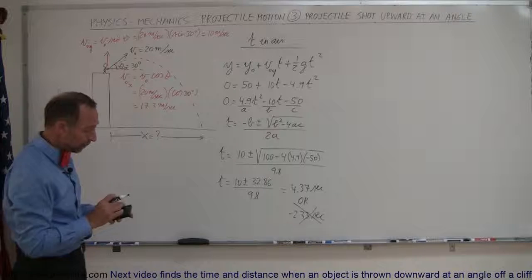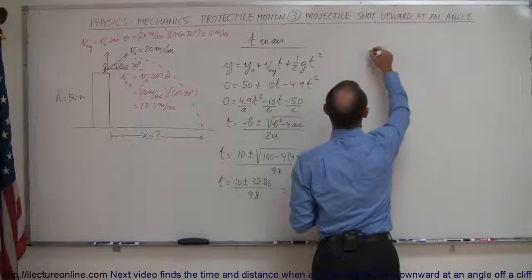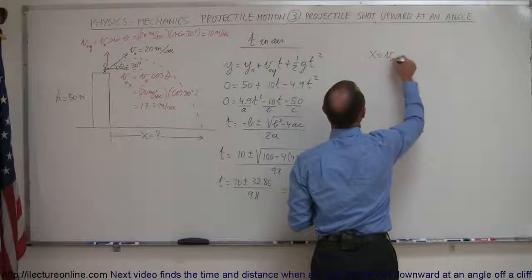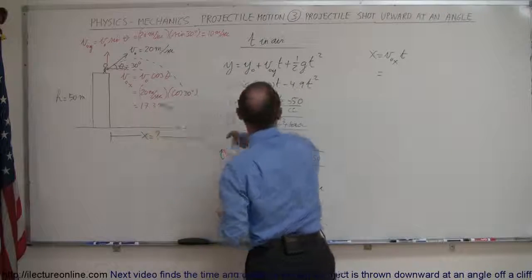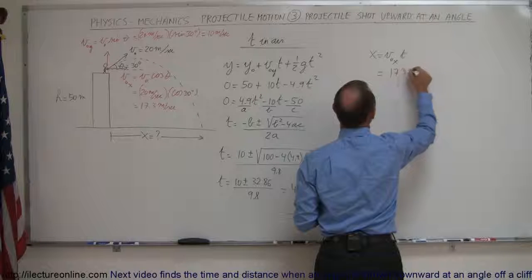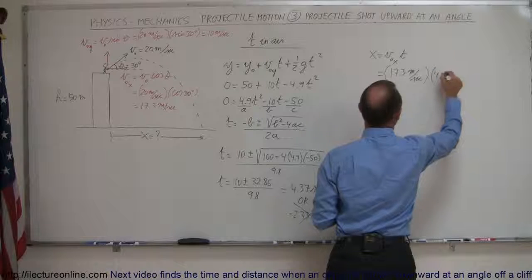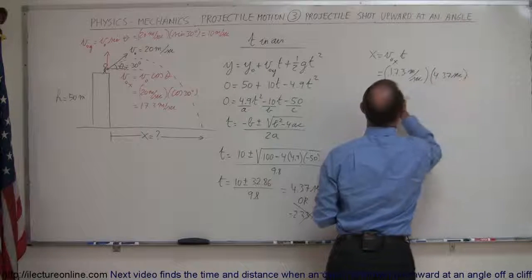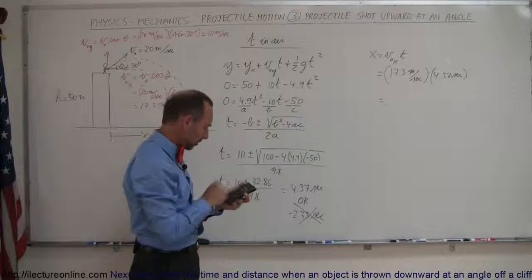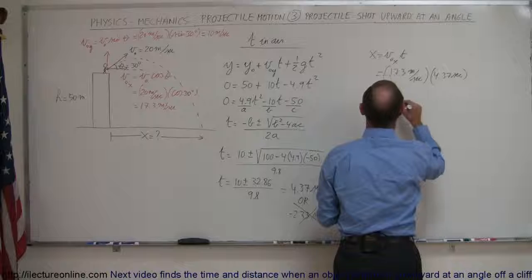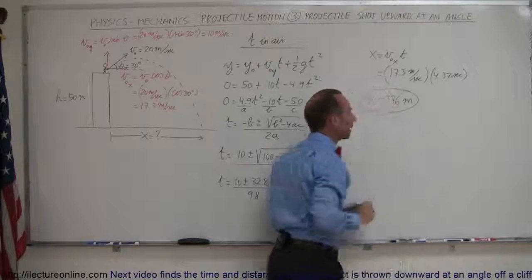So for the second part of the problem, we're going to find out how far it traveled. So we know now that in the x direction, we have x is equal to v initial in the x direction times time. The v initial in the x direction is known right here, which is 17.3 meters per second. We multiply that times the answer we got here, 4.37 seconds, and 17.3 times 4.37 equals 75.6 or 76 meters in the x direction. And that's how you do that.